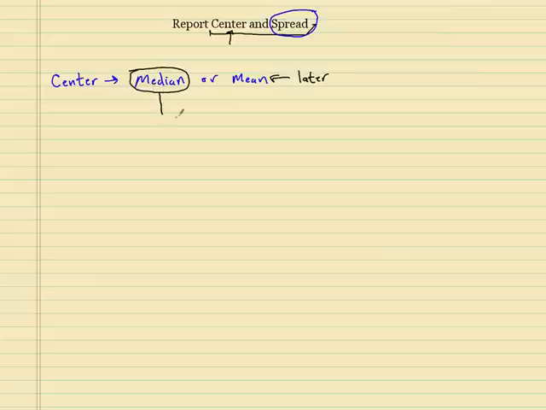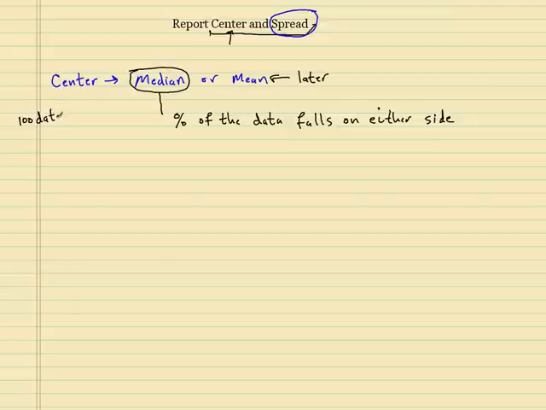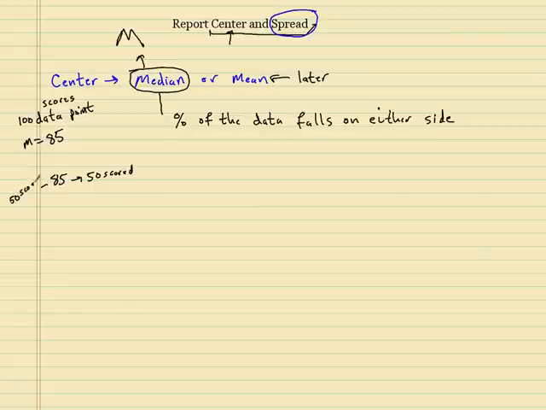The definition of the median is basically where 50% of the data falls on either side. If you had 100 data points and a median, which we denote by a capital M, so when you see capital M, that means median. Let's say those were test scores, and the median test score was an 85. That means if 100 people took the test, 50 scored above 85, and 50 scored below. It's a pretty simple concept.